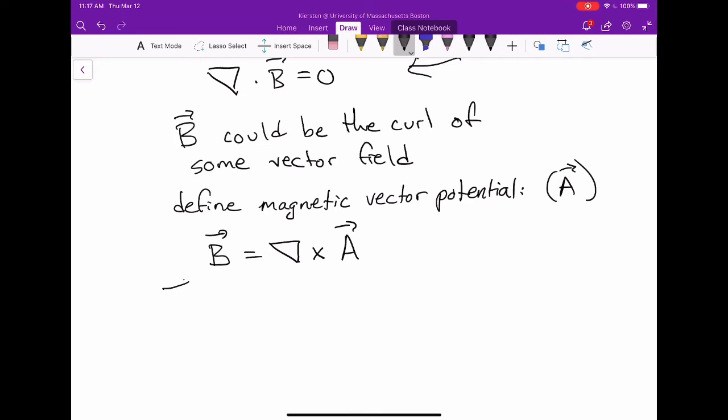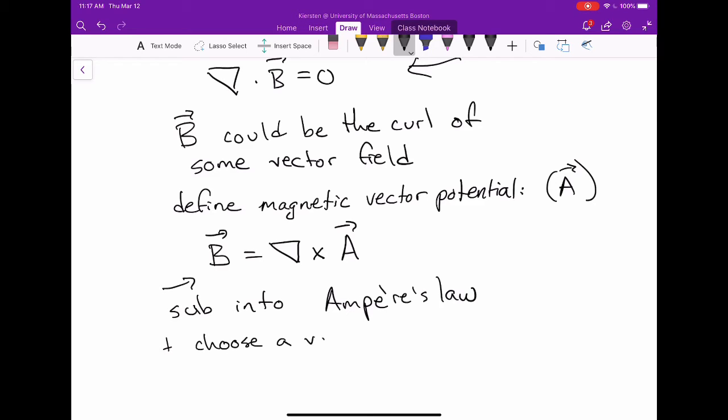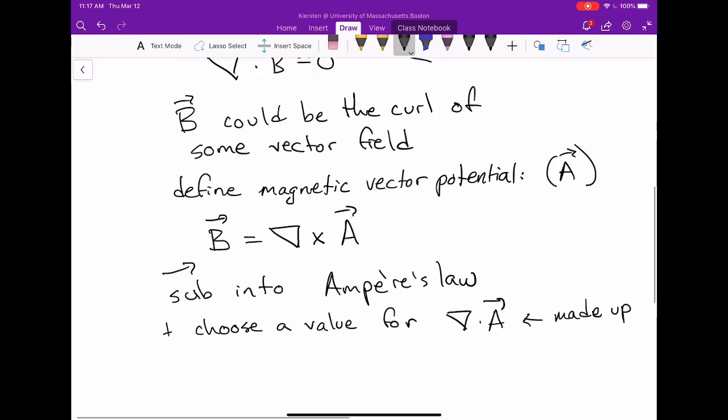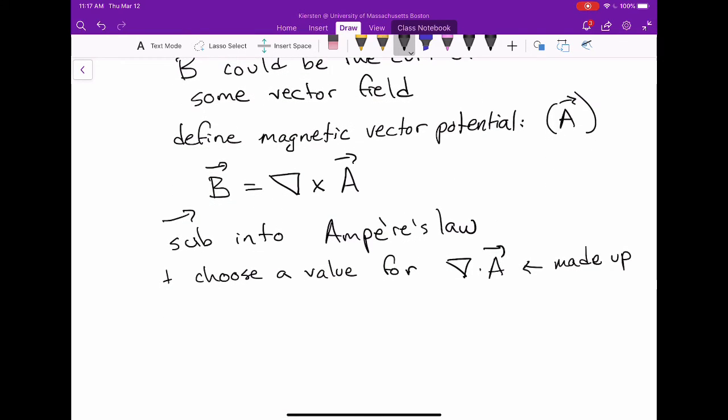Then, if you substitute this into Ampere's law, and you choose a value for the divergence of A. Remember, we're making this up. We have no idea what A is. And we can choose it to be whatever is convenient for us. So we're going to choose that the divergence of A is equal to 0 for this situation.